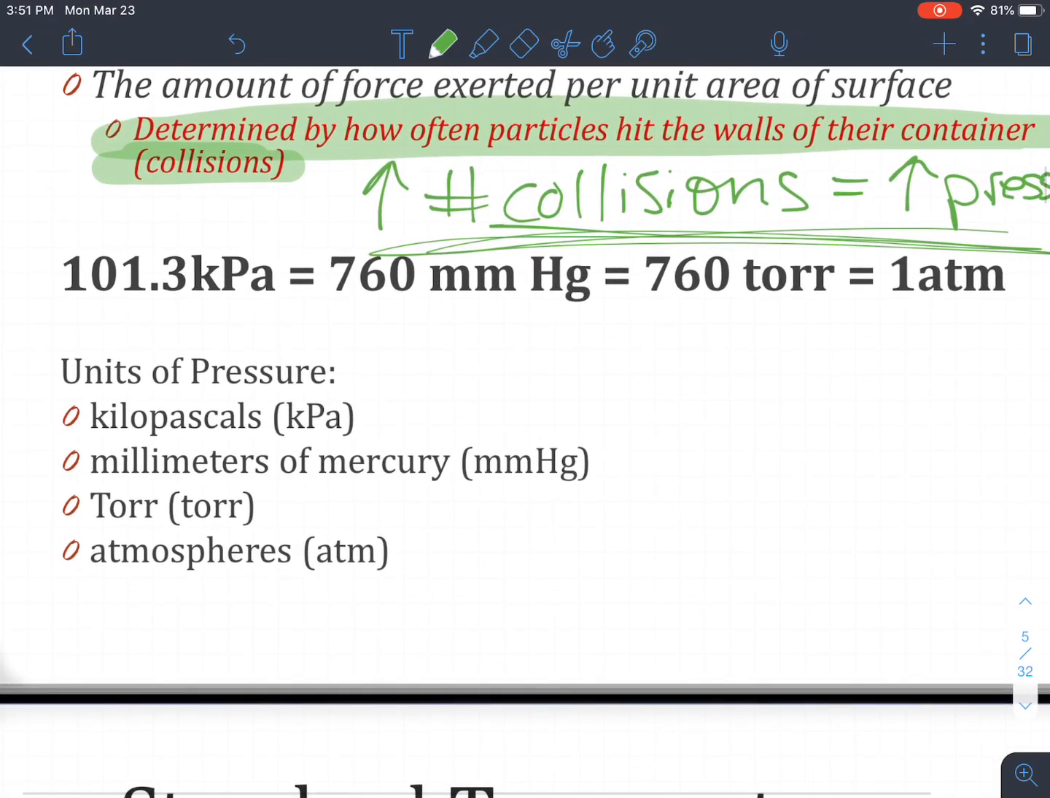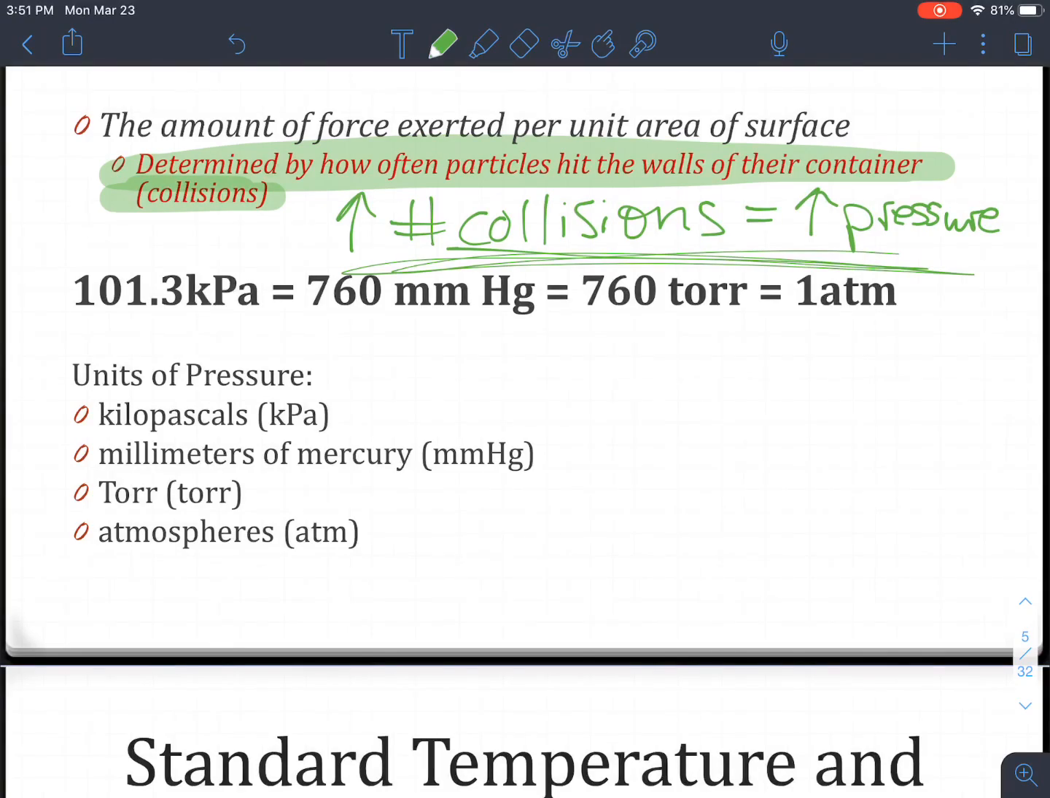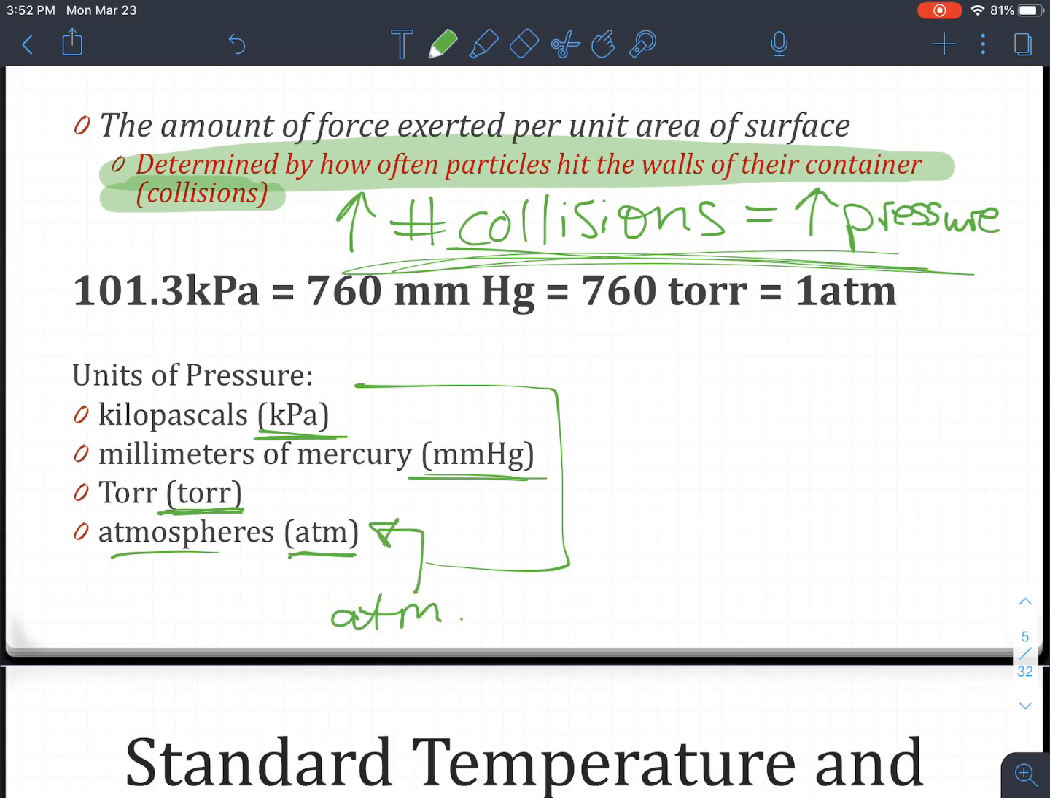What you see now is an equivalence ratio of the different types of pressures that are out there, the different units of pressure. So kPa stands for kilopascals. mmHg is millimeters of mercury. Torr stands for torr. And atm stands for atmospheres. I will say the most common one that we will deal with is atm.